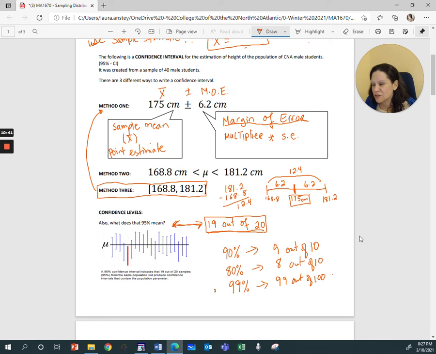and so on. There are certain levels that we have, but I use 95 a lot because 95 is kind of a standard. And that's the introduction to confidence intervals.